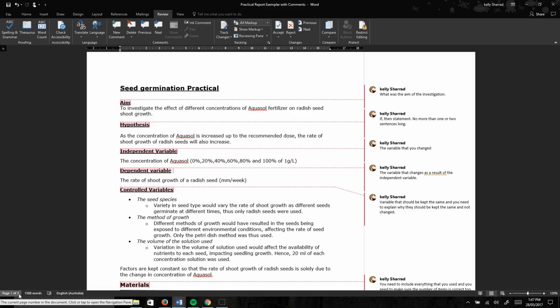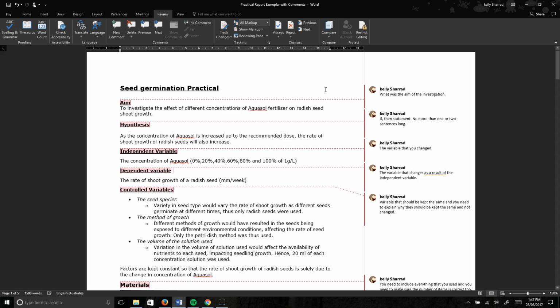Okay, so in this tutorial, I'm going to go through how you should be writing up your practical report. This is based on the investigation handout that is up on Moodle in the assessment details folder. Firstly, you need to include an aim. So what is the purpose of your investigation?